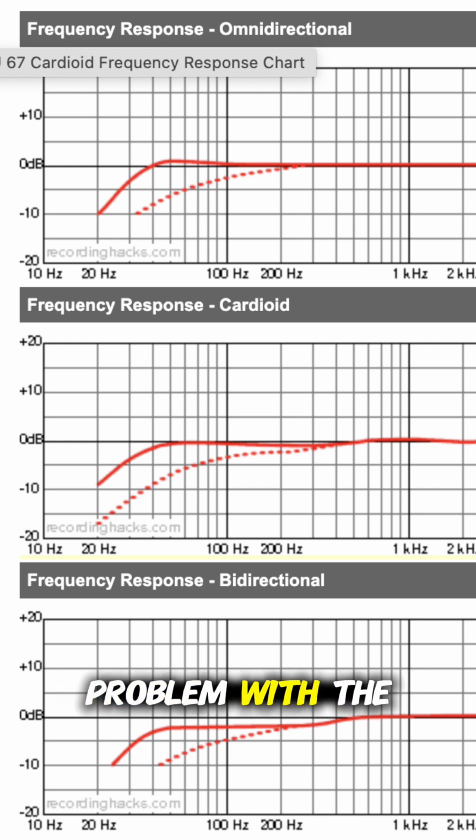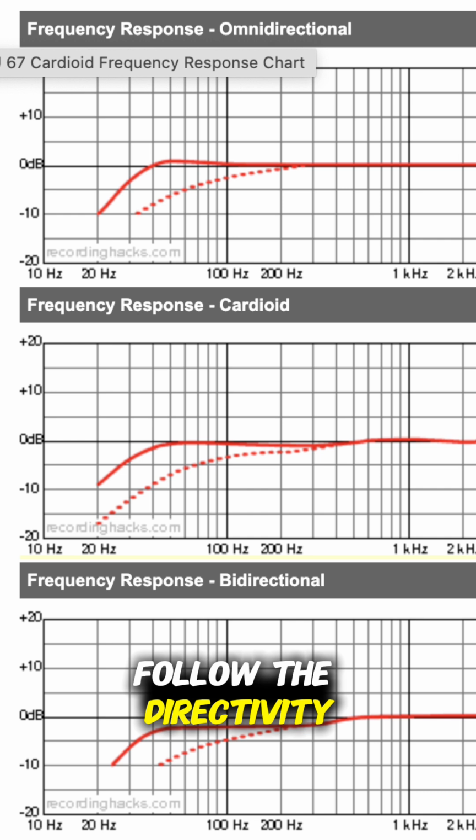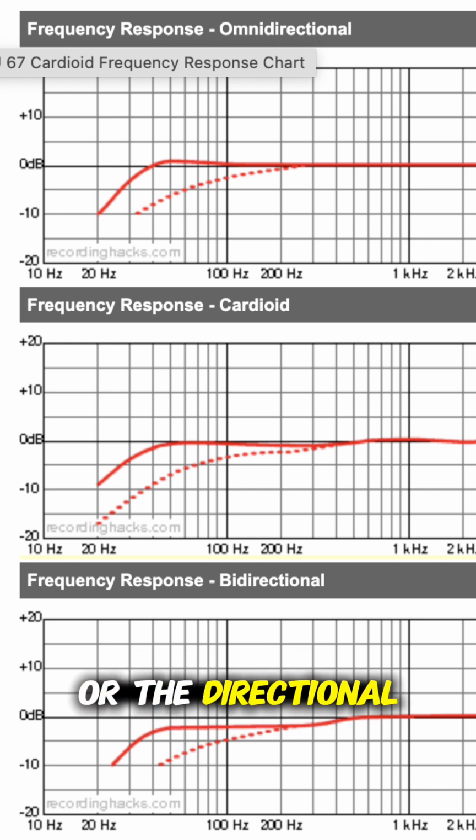In general, a problem with the frequency response is caused if you don't follow the directivity pattern, or the directional response, or the polar pattern of the microphone, and you are recording kind of offset. Classic example: you use a cardioid mic and you record by singing or talking at the back of it. That's the classic use that we do in sound design for recording the voice of a person from behind the door.